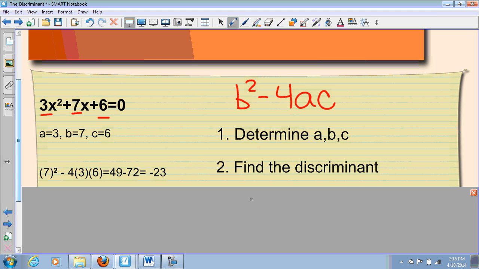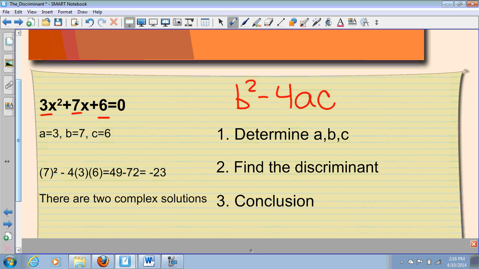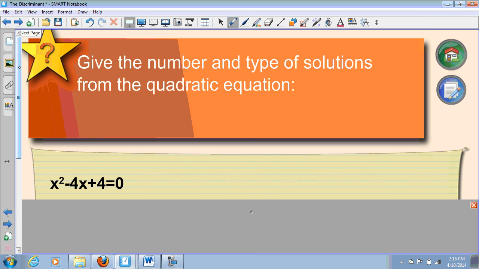So 49 minus 72 is negative 23. Is negative 23 greater than 0, less than 0, or equal to 0? It's less than. Therefore, there are two complex solutions. I would prefer you say no solution, no real solution, because we're only talking in terms of real numbers.